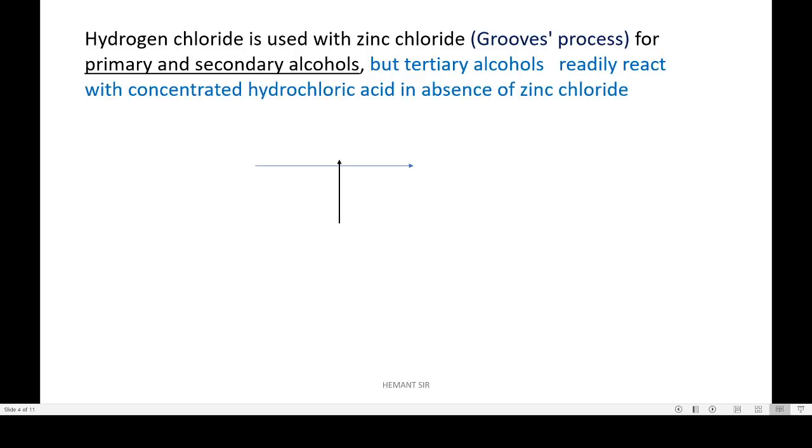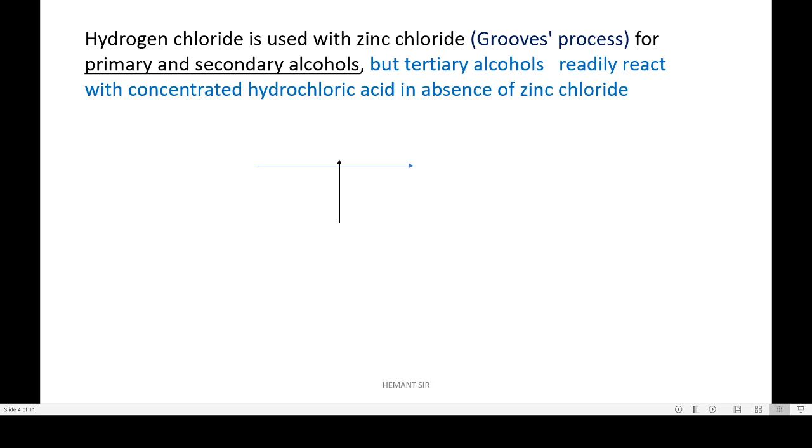Here, the reaction may happen with hydrogen chloride, hydrogen bromide, or hydrogen iodide, depending on the condition. Hydrogen chloride is used with zinc chloride. The reaction process is called Groove's process. And this happens with only primary and secondary alcohol. Keep in mind.